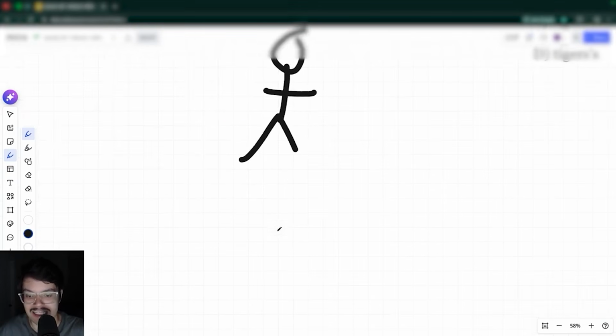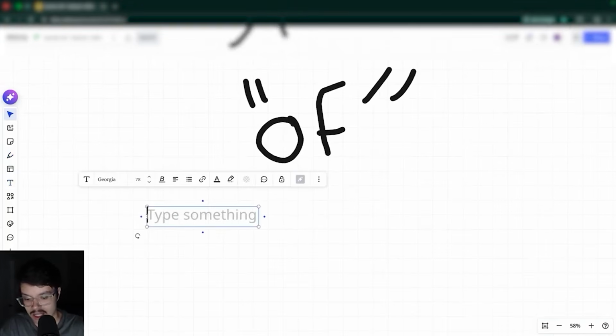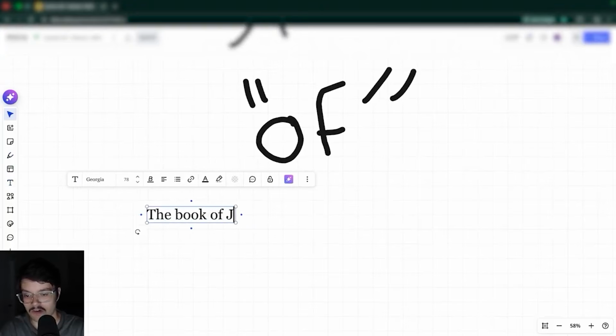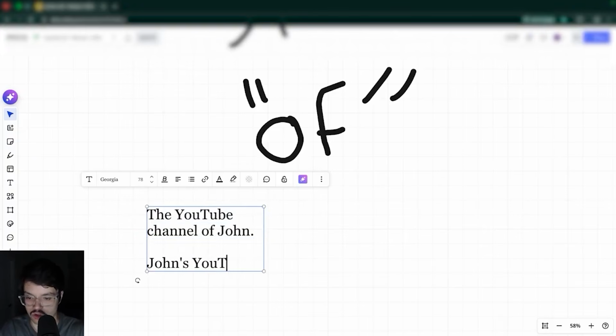Another good way to think about it is if you could use the word of for it, that is also an indication of it being possession. So I could write the sentence here, the book of John. In that sense, I'm trying to say a book that is owned by John. We could also say John's book. Same kind of thing there. We could also say the YouTube channel of John. We could also just say John's YouTube channel. So you probably get what I'm saying here at this point.